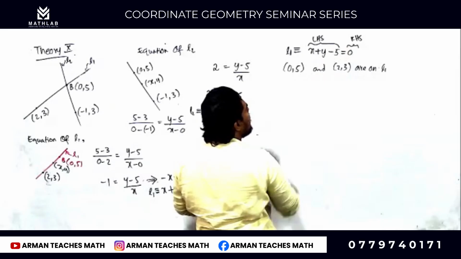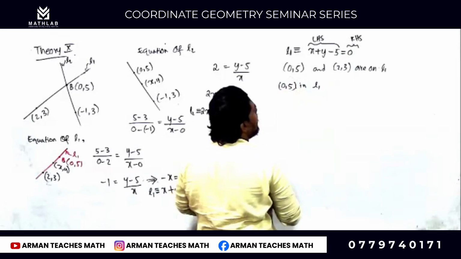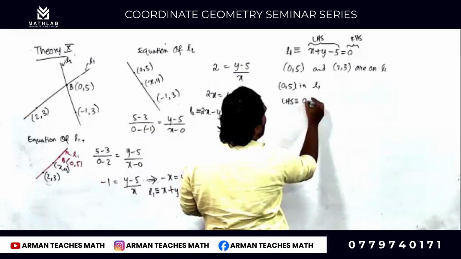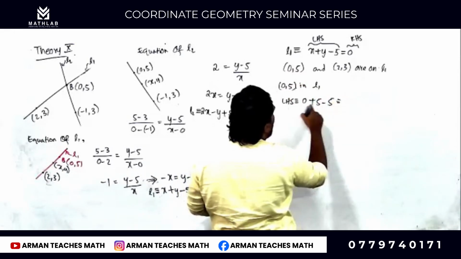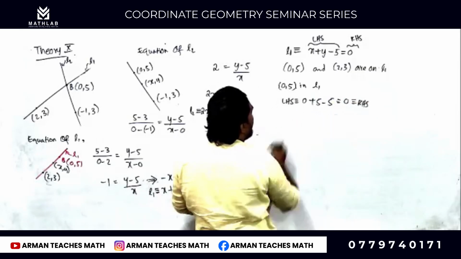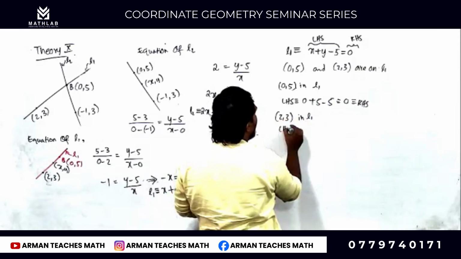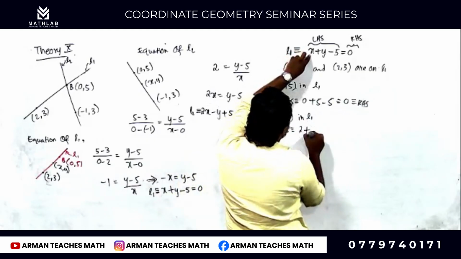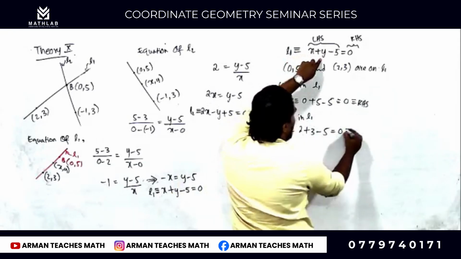Let's see. For 0, 5 in L1, the left hand side is 0 plus y coordinate 5, minus 5. 0 minus 5, minus 5 is 0. This is the RHS. Then for 2, 3 in L1, the left hand side expression is 2 plus y, which is 3, minus 5. 2 plus 3 is 5, minus 5 is 0. That is our right hand side expression.